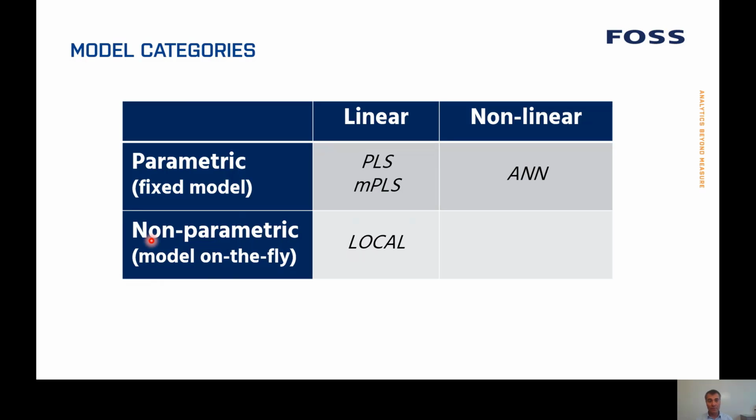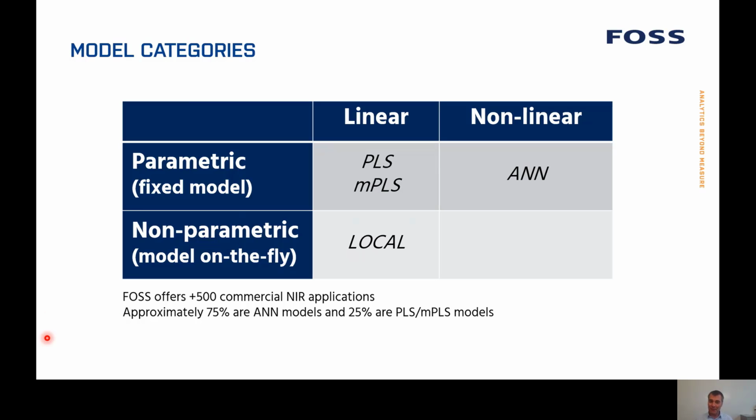In FOSS, we have more than 500 commercial models within the near-infrared area. For approximately 75% of these 500 models, we use neural networks as the model type. And for the remaining 25%, we use PLS or MPLS models.